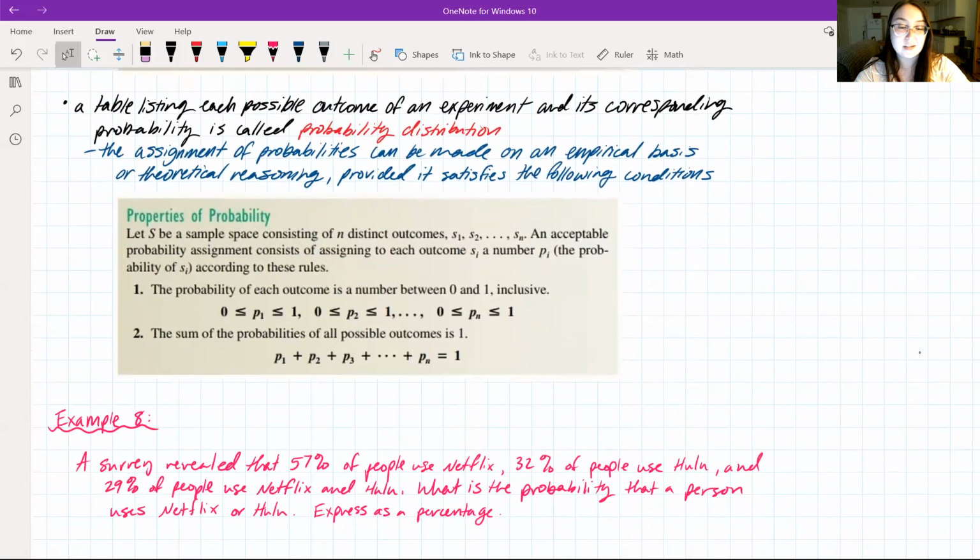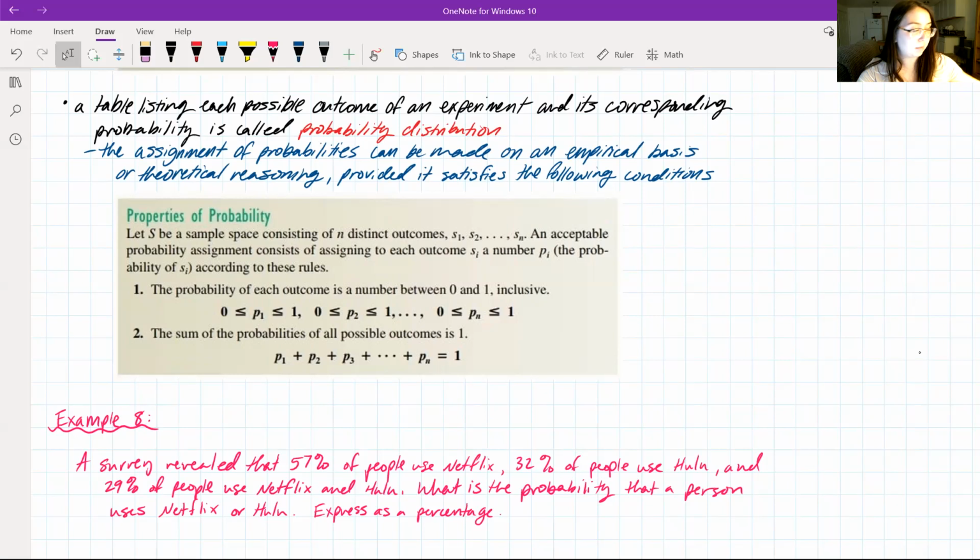All right, so then a table listing each possible outcome of an experiment and its corresponding probability is called a probability distribution. The assignment of probabilities can be made on an empirical basis or theoretical reasoning, provided that it satisfies the following conditions. So this is basically just saying that you can have a probability distribution as long as it follows the conditions.